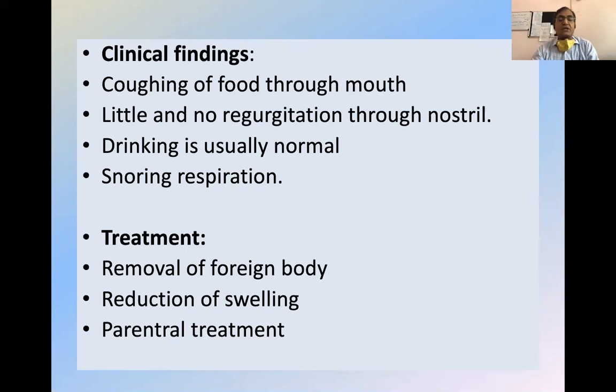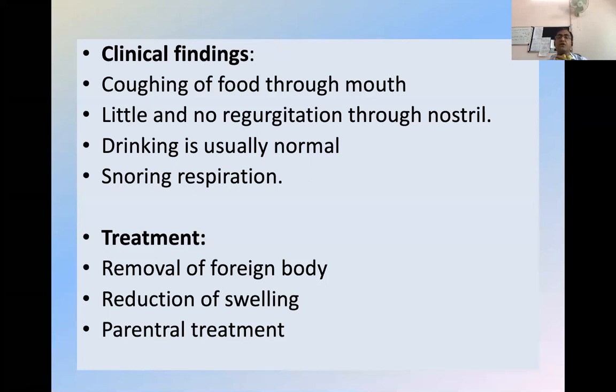So this has to be remembered, snoring respiration. Now again coming back to the treatment, because the treatment part is really the real challenge for the clinician. Sometimes we diagnose a case and sometimes we fail to recover a case at a very late stage. So if you have diagnosed a case of obstruction, removal of the foreign body is the first line of treatment. Otherwise, giving certain antibiotics and NSAIDs is not going to help the patient. So removal of the foreign body, reduction of the swelling.